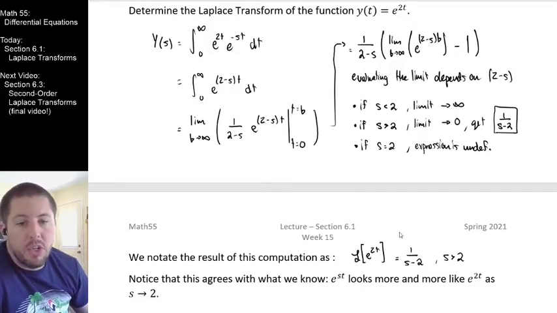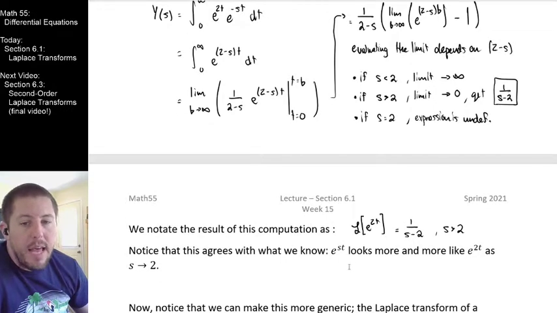You should notice that this agrees with what we had said, which is that e to the st looks more and more like e to the 2t as s approaches 2. And as s approaches 2, we are getting large values out of this. When s is far away from 2, we're getting small values out of this. This does seem to be a good measure of sameness right here.